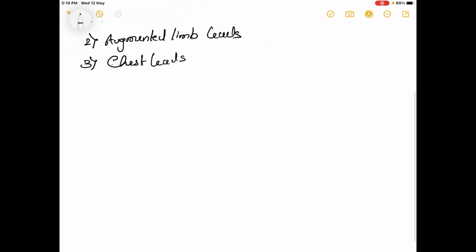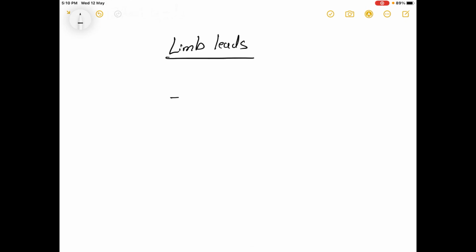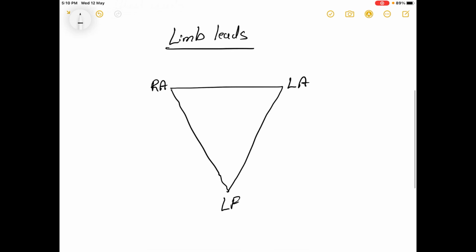Coming to limb leads, we basically form a triangle using three electrodes. The Einthoven triangle is formed by connecting the right arm, left arm and left foot through various terminals. So let's see how this is done. First we connect the right arm to the negative terminal and the left arm to the positive terminal. This forms lead 1.